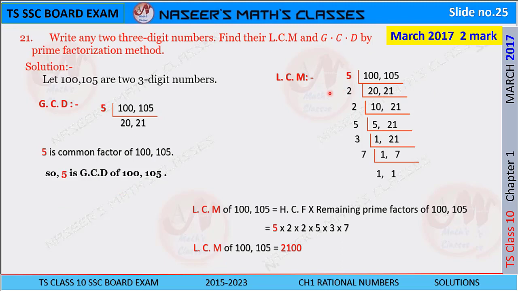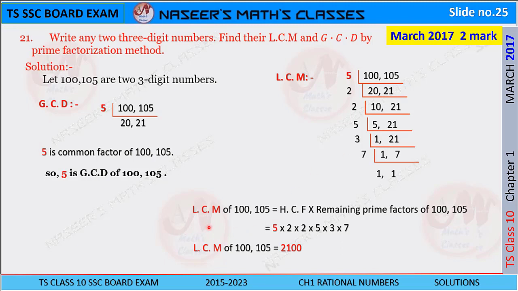Next we find the LCM by dividing 100 and 105. First we divide 5 20s and 5 21s. Next we divide 20 with 2 10s. Next we divide 10 with 2 5s are 10. Next we divide 5 with 5 ones are 5. Next we divide 21, 3 7s are 21. Next we divide 7 with 7 ones are 7. So we get all prime factors.